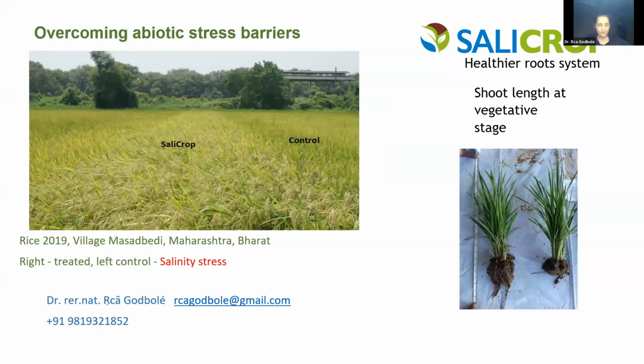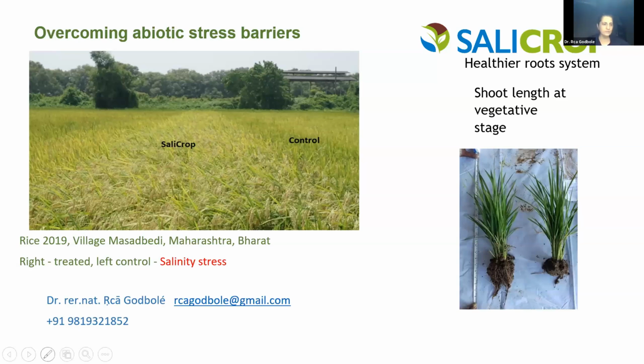In this salt pan area, you can see in the vegetative stage itself, the Salicrop treated seed shows a difference in the shoot length and the root formation, which results at the time of harvest in this clear indication. Last year we had a yield increase of 16% in this particular area.